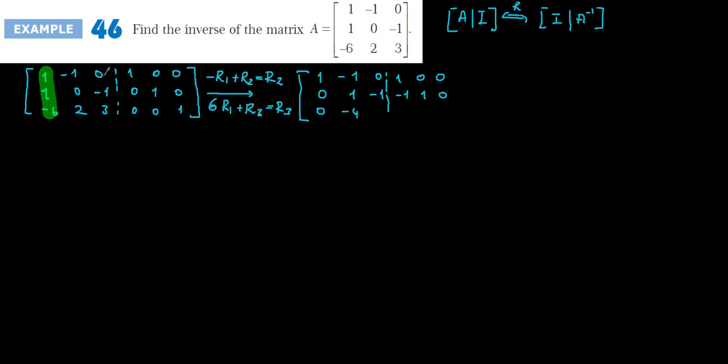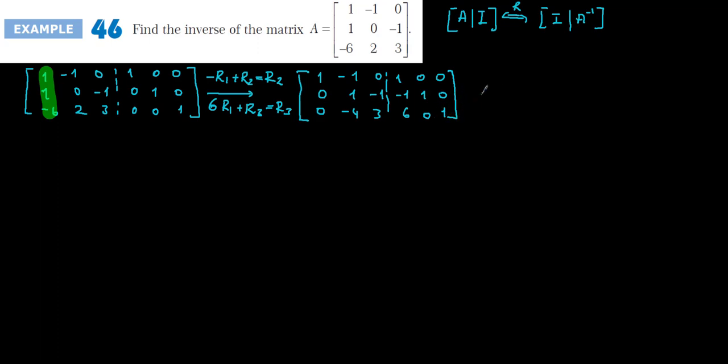And 6 times 0 plus 3 is equal to 3. And 6 times 1 plus 0 is equal to 6. And 6 times 0 plus 0 is equal to 0. 6 times 0 plus 1 is going to be equal to 1. That's the first operation that we did.